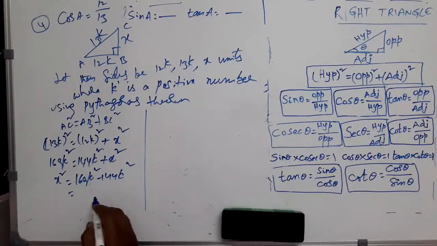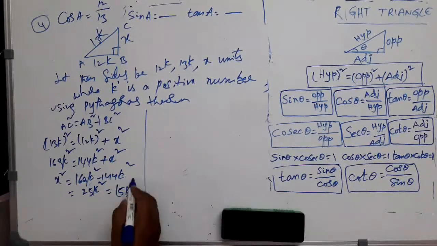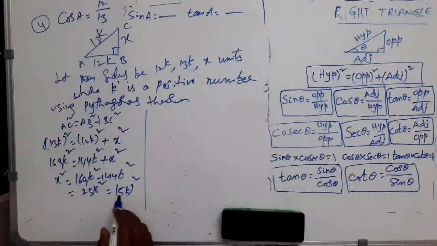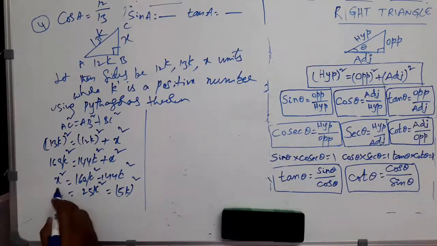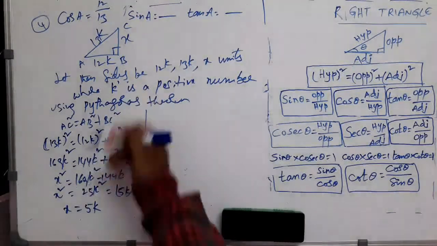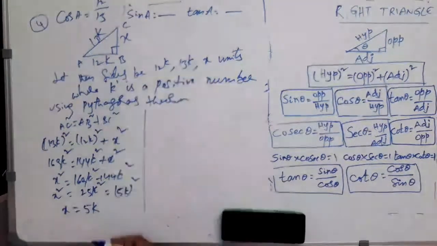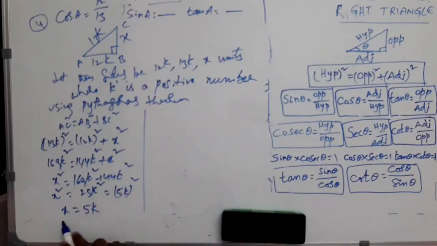169 minus 144, that is 25, right? 25k square, that is 5k whole square, because 25 is 5 square. So x square is 5k whole square. So what can you say about x? x is 5k, because x is the length of a side, so that should be positive. We have considered k also to be a positive number, so 5k is positive, x is 5k.